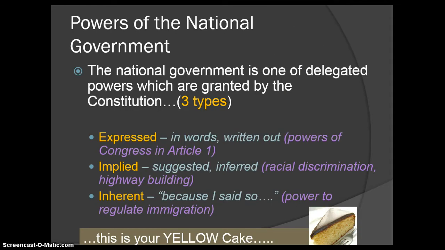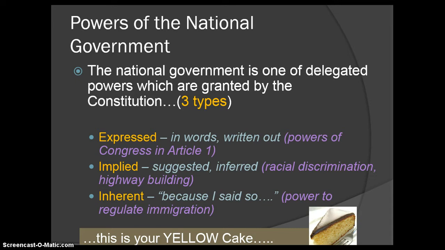Powers of the national government. We say these are delegated. There are three types of delegated powers: expressed, implied, and inherent. Expressed are written out in words. For instance, if I were to express to you that we shouldn't have homework tonight, I have said it to you in my spoken word. I have expressed it to you. These powers come from Article 1.